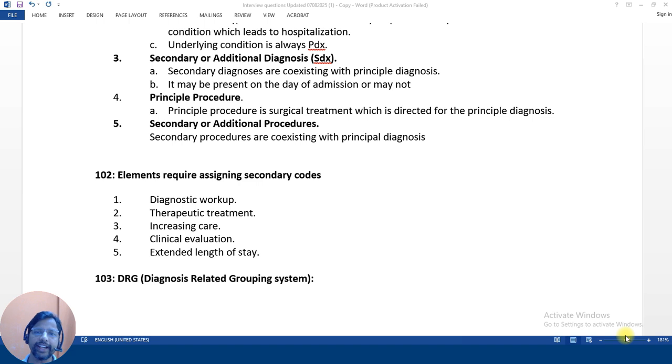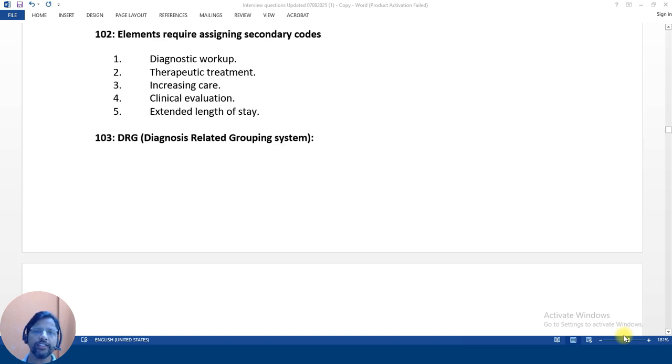Next one is secondary or additional procedures. Like secondary diagnosis using ICD-10-CM, we need to code secondary or additional procedures also. These are also coexisting with principal diagnosis. Next question: what are the criteria you will follow while assigning secondary codes?